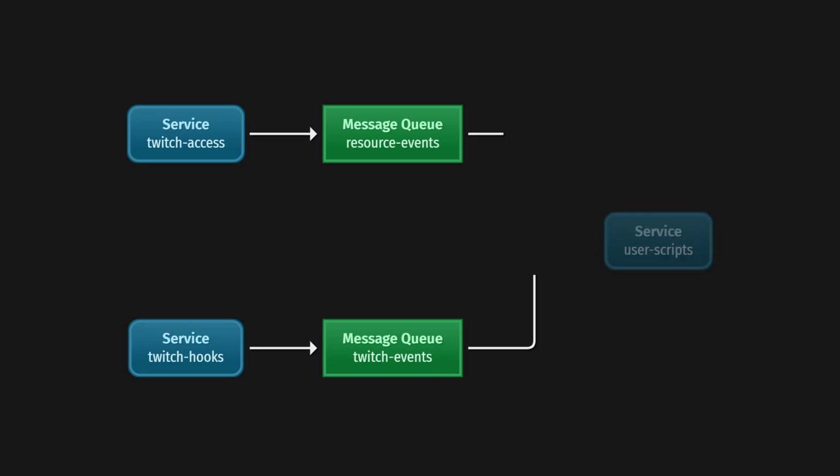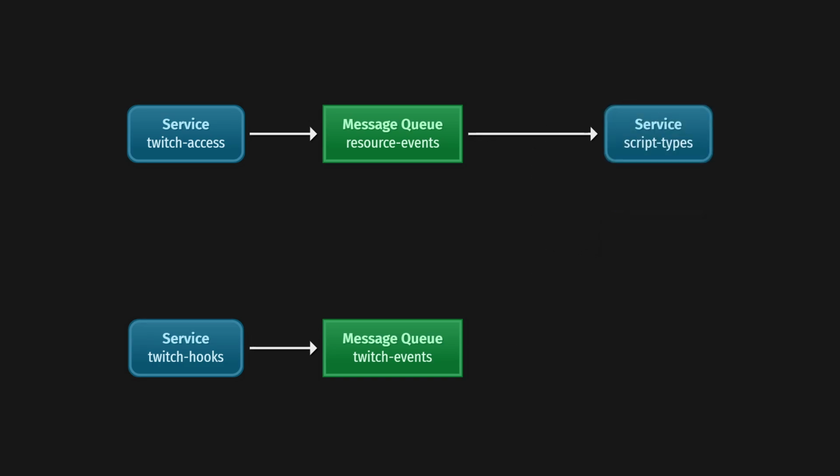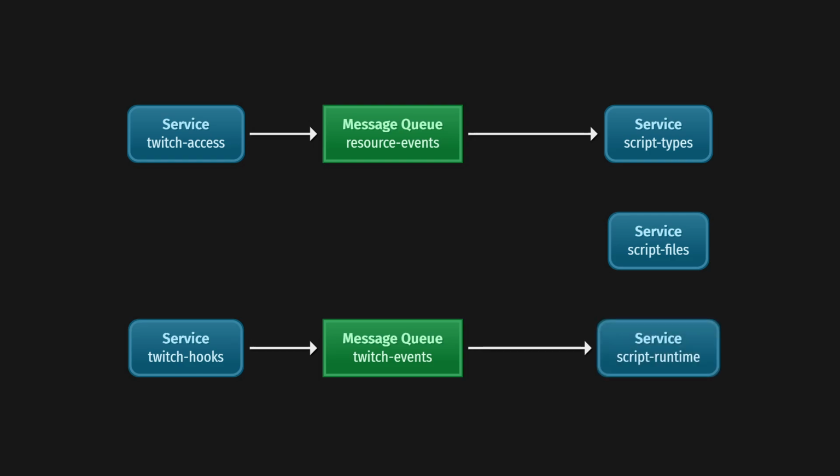In this case, I ended up settling on something like this. We have a script type service that generates code based on your organization's resources. Then we have a script file service to manage and compile your script files. And finally, the script runtime service responds to events that occur in the wild by running your compiled scripts.